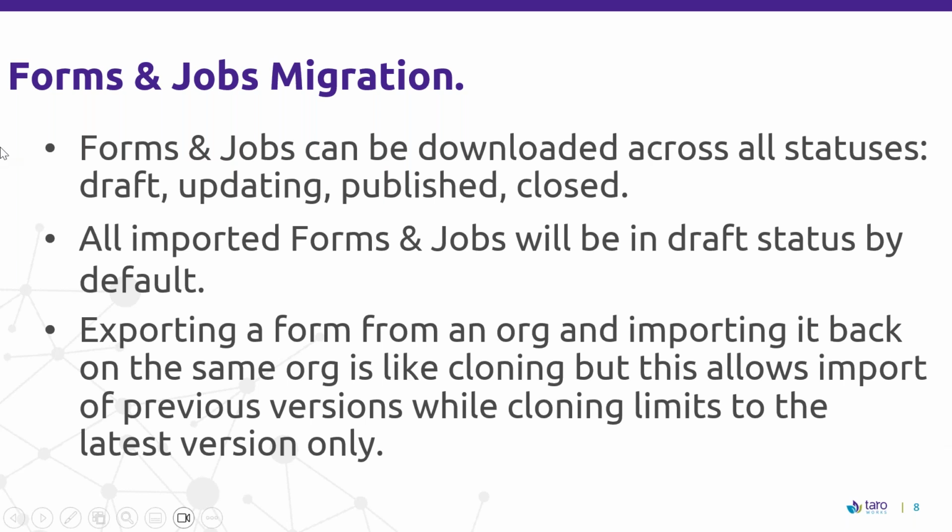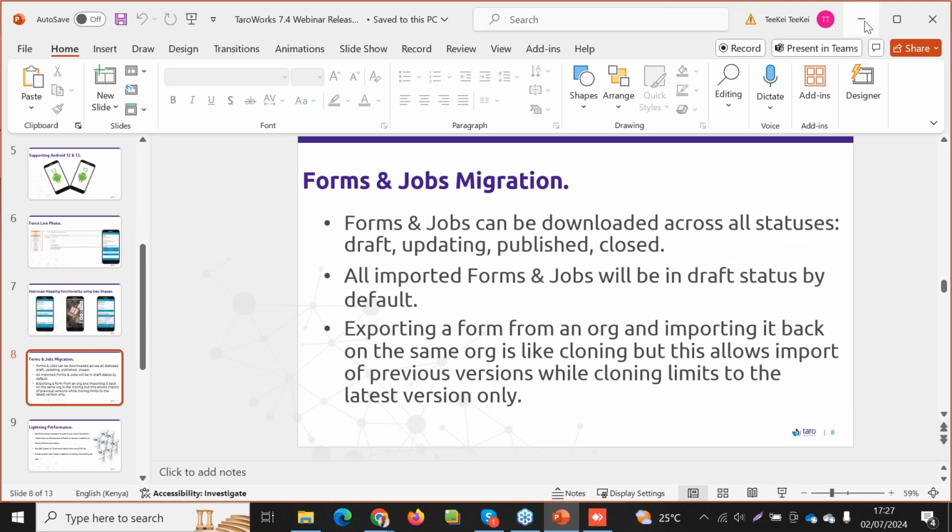Something else I have listed here is that you can import cascading select, logic and scoring. They work the same within the same org or across orgs. However, you must have the same values in both instances. Whenever you're doing this migration, you must ensure the same object exists in both instances, so that you'll be able to successfully download and import forms and jobs.